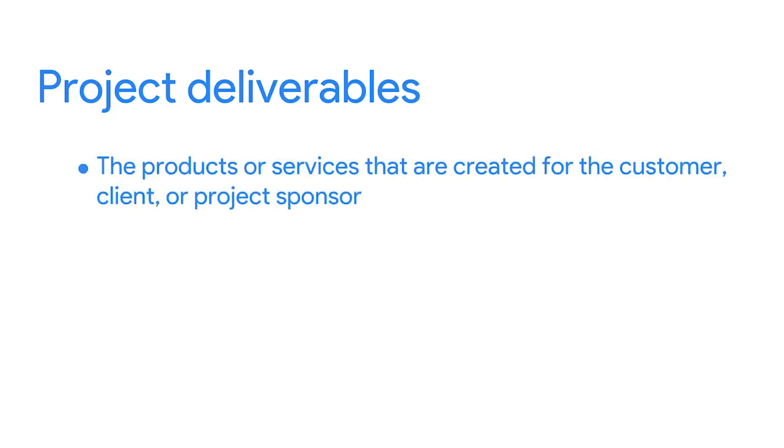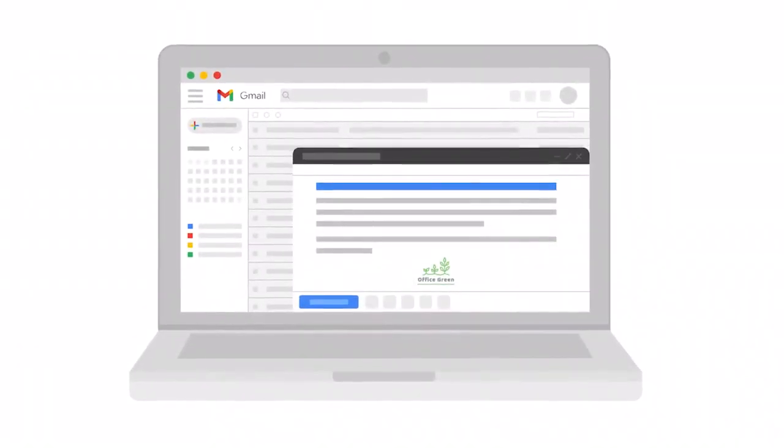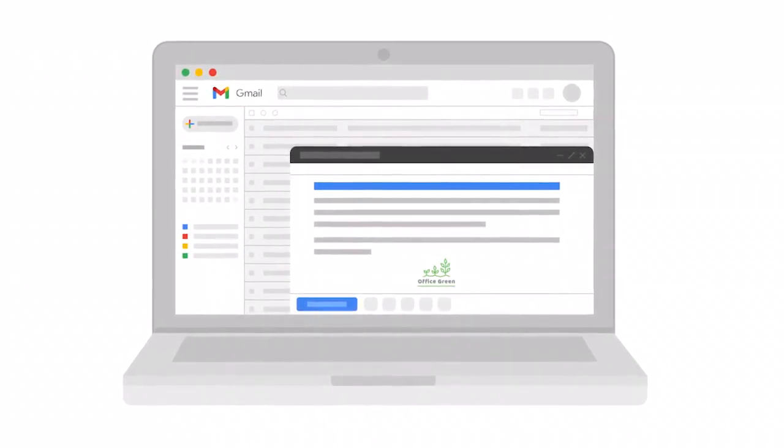Once you have the goals nailed down, it's time to examine the project deliverables. Project deliverables are the products or services that are created for the customer, client, or project sponsor. In other words, a deliverable is what gets produced or presented at the end of a task, event, or process. Take the goal to improve customer response time. A deliverable for that goal could be the creation of email templates for responding to typical questions.